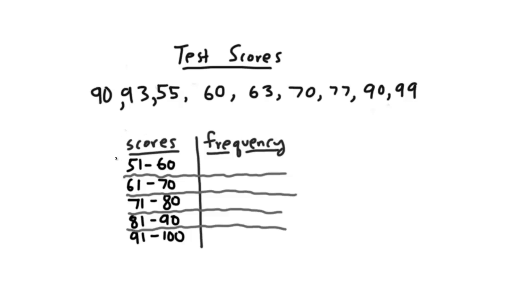I already started with the scores on the left hand side of the table, and notice that I started with 51 and I made an interval from 51 to 60, and then from 61 to 70, and so on, making sure that the interval size is the same. Now on the right hand side of the table is the frequency. So now we'll look at the test scores, and we'll try to find all of the scores that fall into this range, which is 51 to 60.